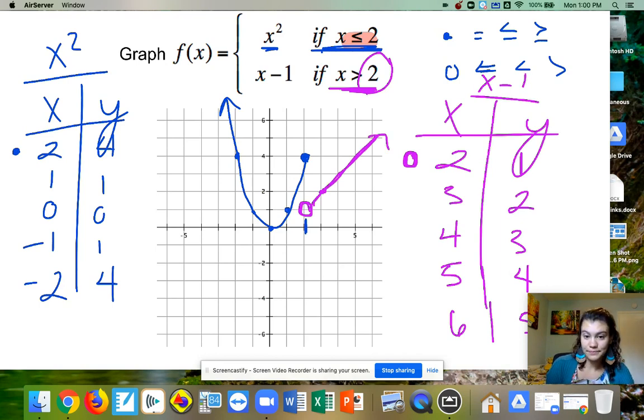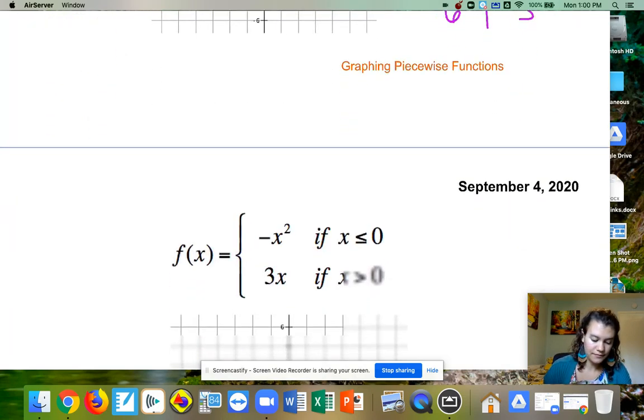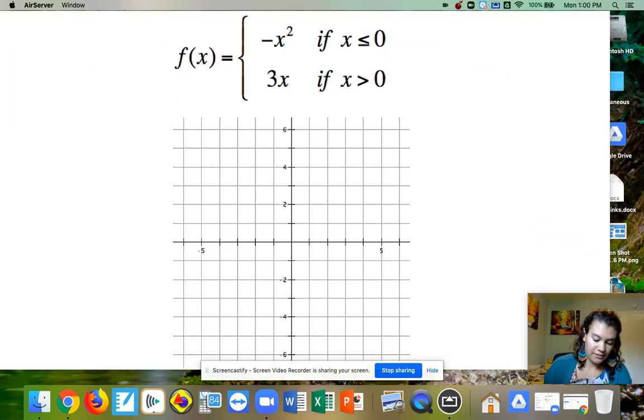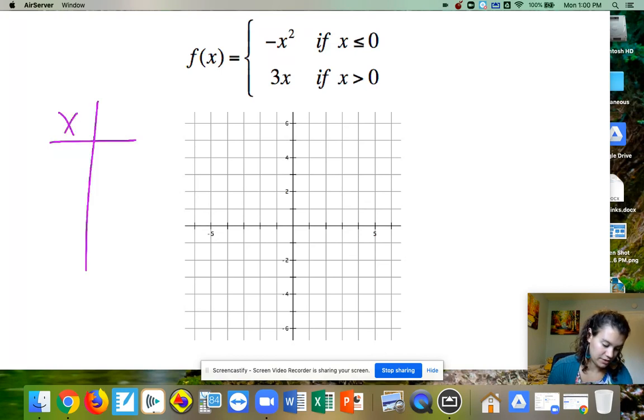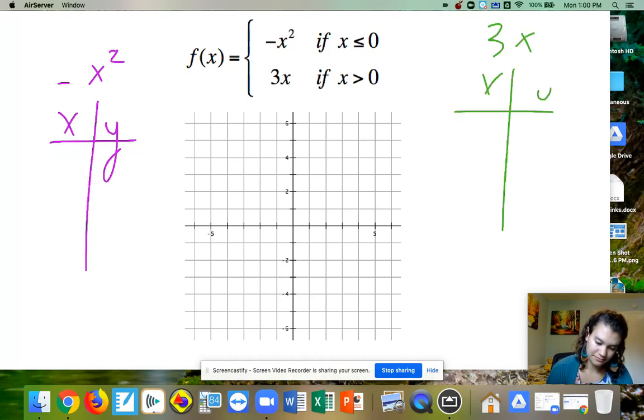And that's your graph. So you want to do each chunk by itself. So take a second and pause the video and try this one on your own. Okay, so again, we have two tables. This will be the negative x squared table. And we'll make this one over here be the 3x table.